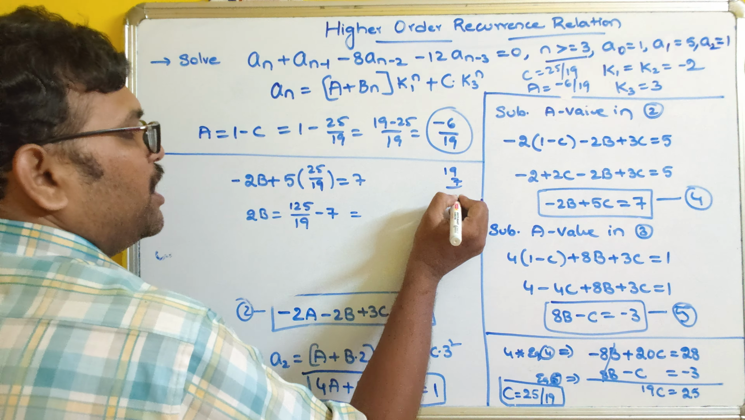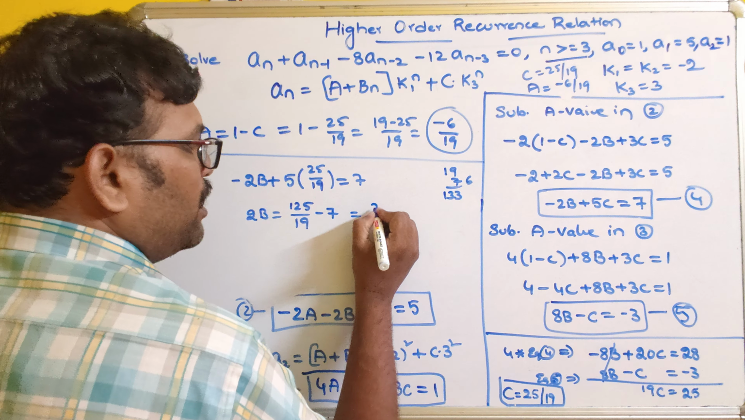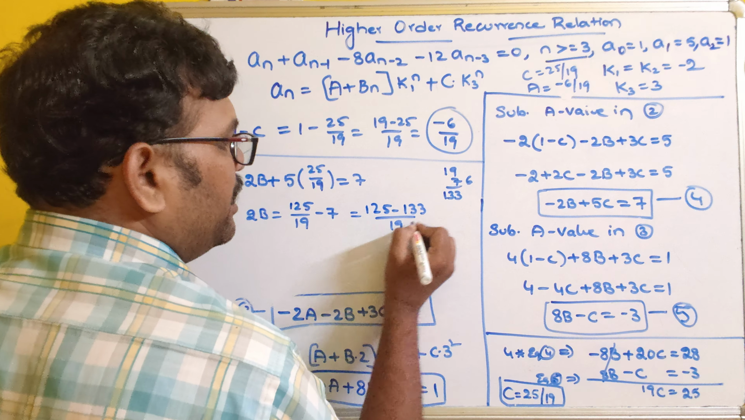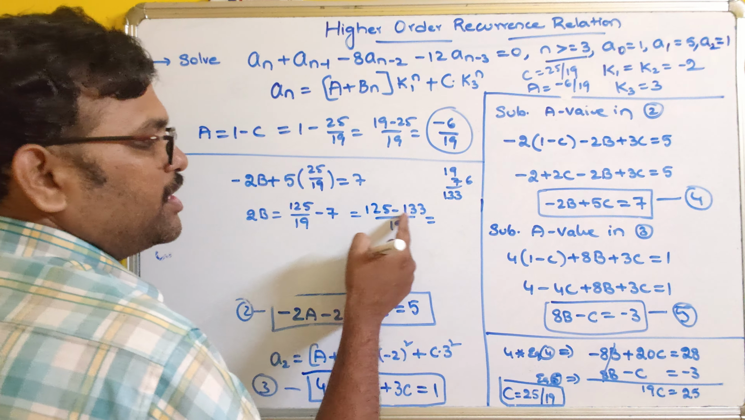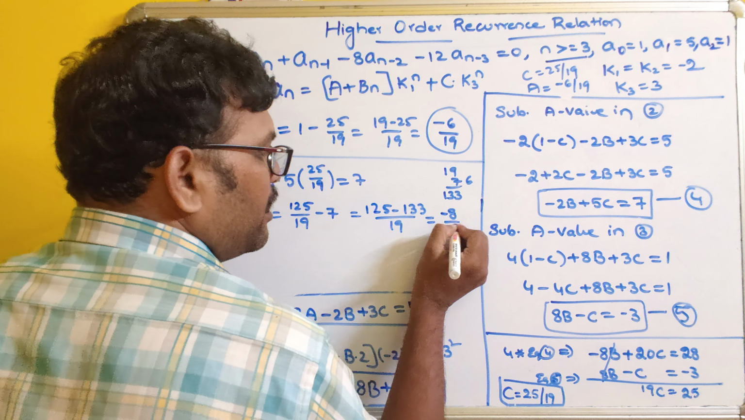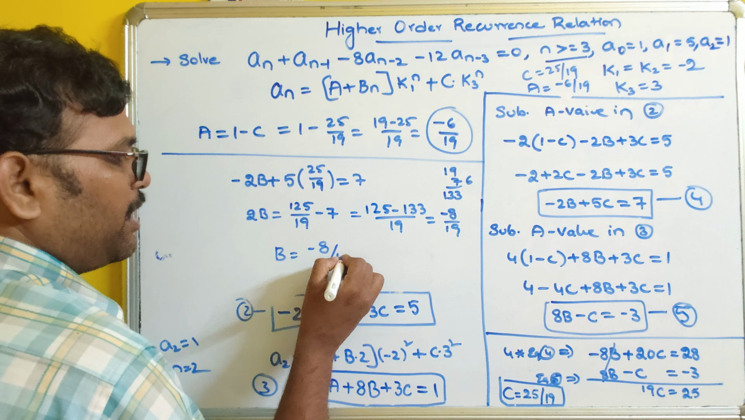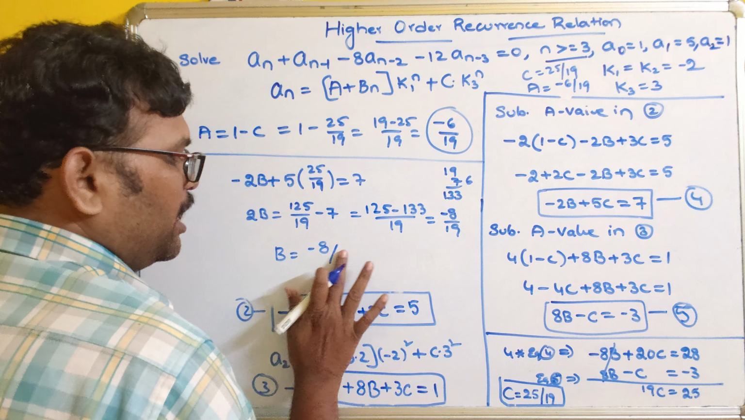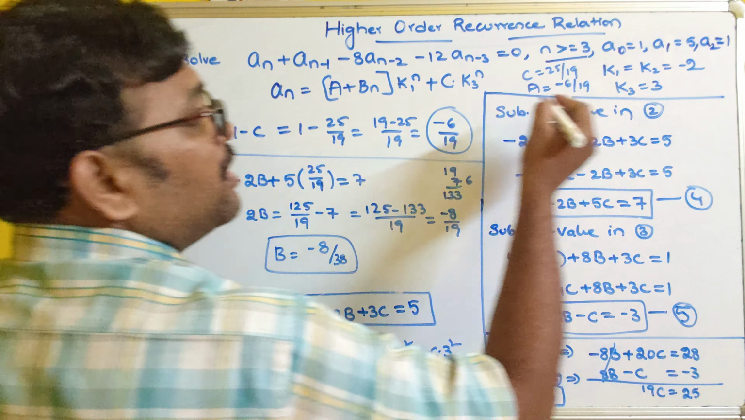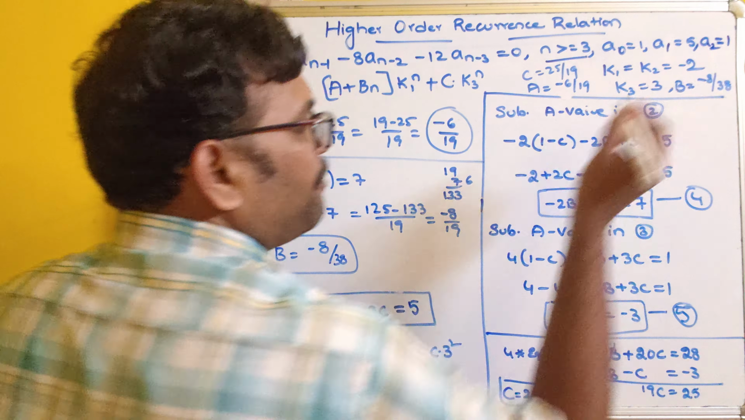19 sevens, so 133. So 125 minus 133 by 19, which becomes how much? What is the difference here? I think it's 8. Minus 8 by 19. So b is equal to minus 8 by 19 by 2. That means it will be 38. Minus 8 by 38. So here the b value is minus 8 by 38.